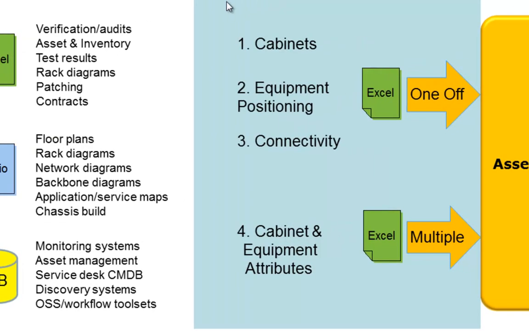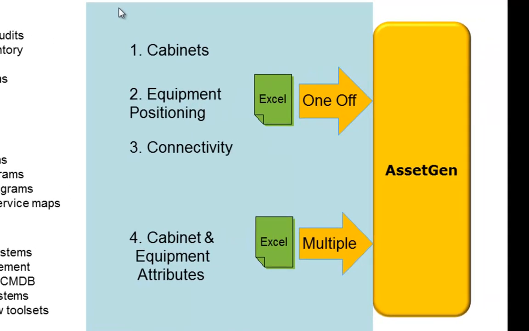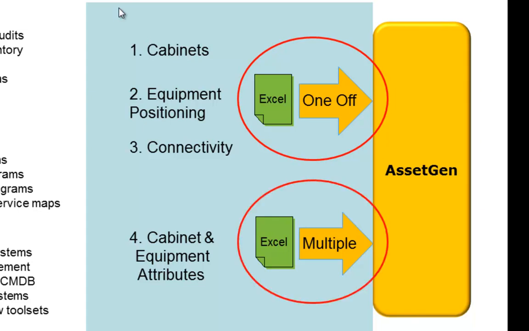And what we'll do is we'll split this down into two sections. The first one is the initial data load, where we've done audits or we've extracted information out of the various existing documentation systems to bring into AssetGen to fully populate it. And typically the process we'll go through is cabinets, then the equipment in the cabinets, and then we'll connect them all together. The second part will then be how do we continually refresh and update those equipments and cabinets with data from the monitoring systems and other tool sets, even existing spreadsheets.